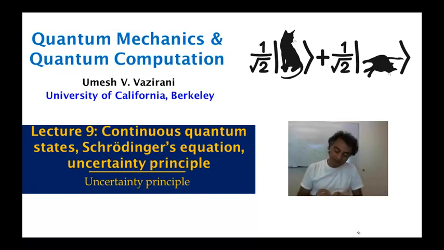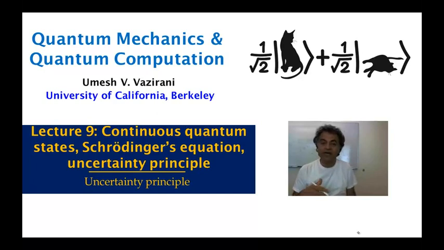Now, in concrete terms, we are going to be talking about how to represent the states of a continuous quantum system. We'll talk about Schrödinger's equation for a free particle on a line, and we'll talk about the uncertainty relation to try to make sense of what position and momentum mean in this context.